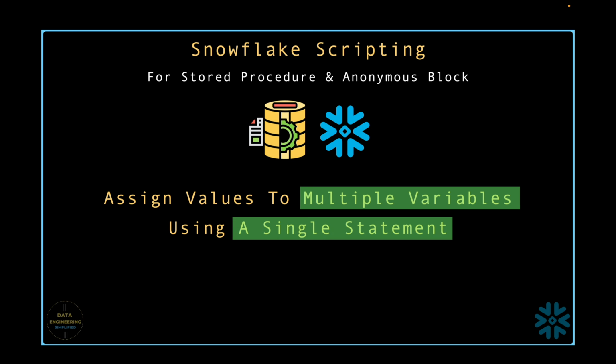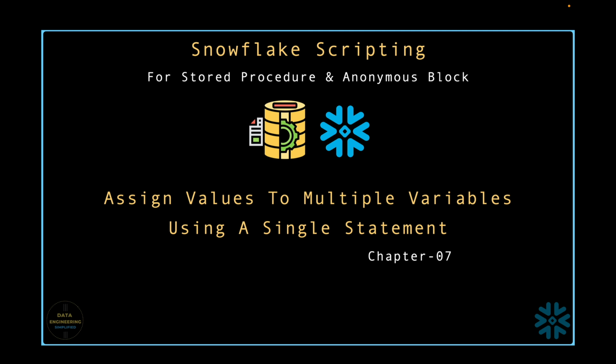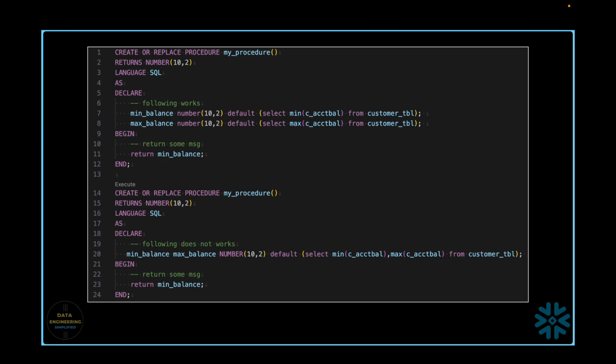We have seen the limitation in our chapter 4 and chapter 5 while declaring and assigning values to variables. If you look into line number 7 and 8, a simple stored procedure is trying to declare two variables called minimum balance and maximum balance, and both these variables are coming from a single select statement as a default expression, and I need to run this query twice to assign the values.